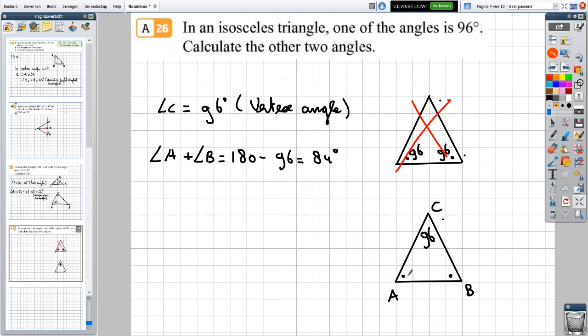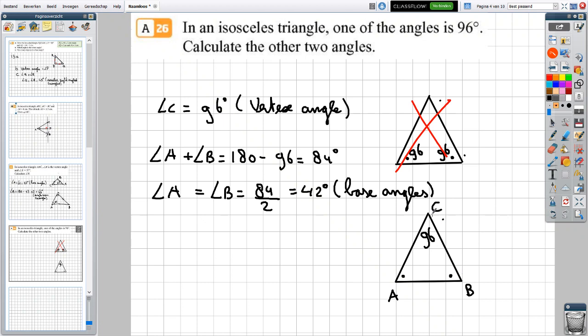So those two angles together are 84 degrees, but they have to be still calculated separately, right? So angle A is still equal to angle B, which is going to be 84 divided by 2. So both angles are going to be 42 degrees. How do I know this? I use my knowledge of base angles here. I know they should both be the same. They should both have the same value.